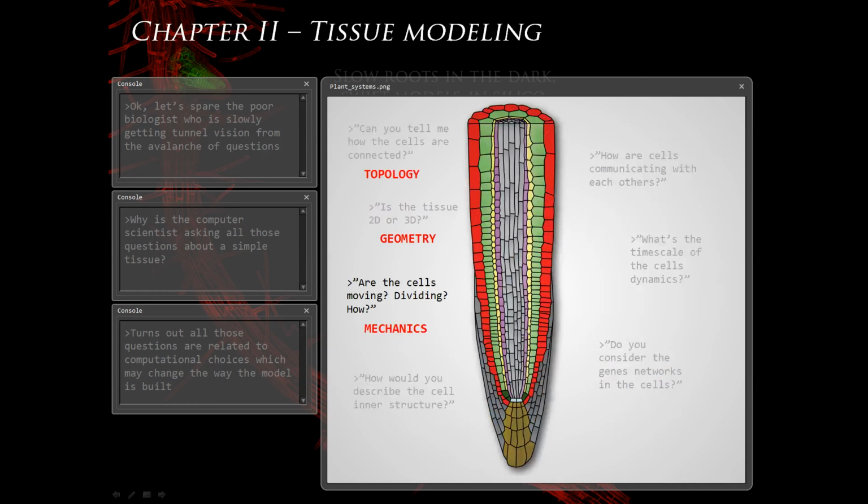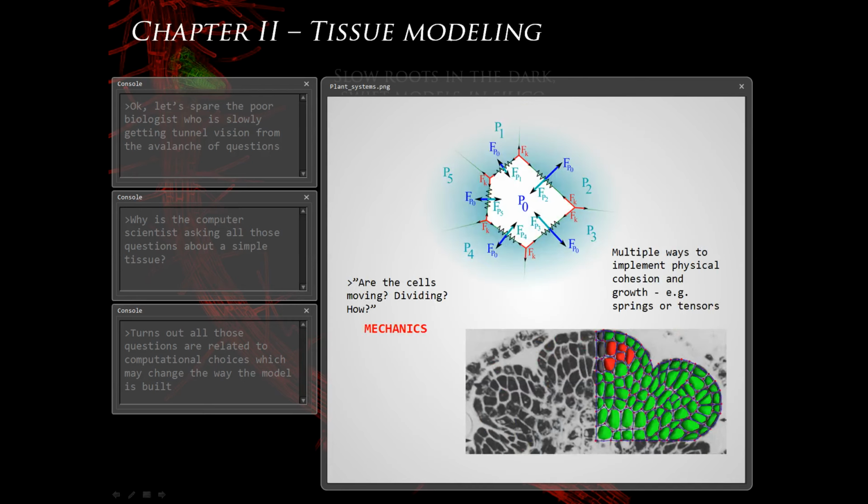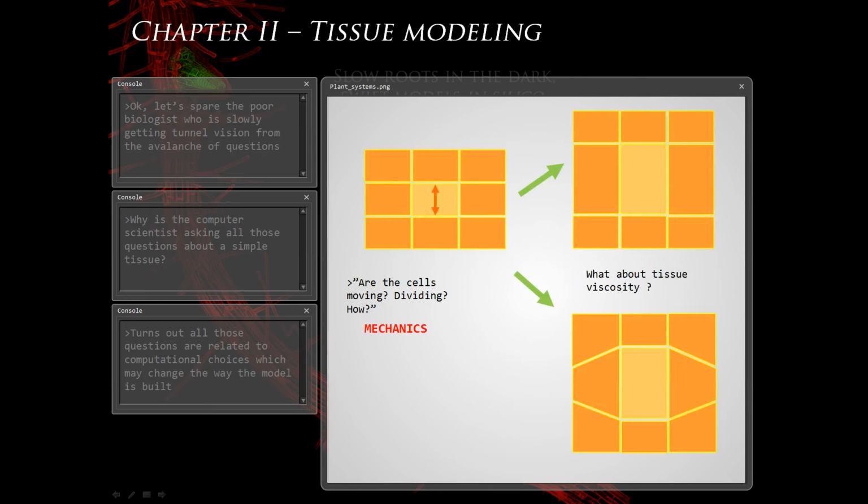How are cells moving, dividing? You have multiple ways to implement physical cohesion and growth, for example using springs or tensors. It's much more difficult in 3D than in 2D. You also have to take into account a description of the tissue viscosity, meaning the way the tissue will deform when you apply some kind of constraint.